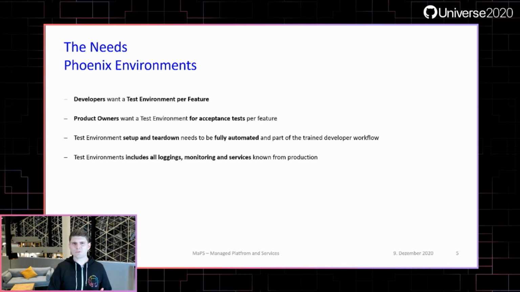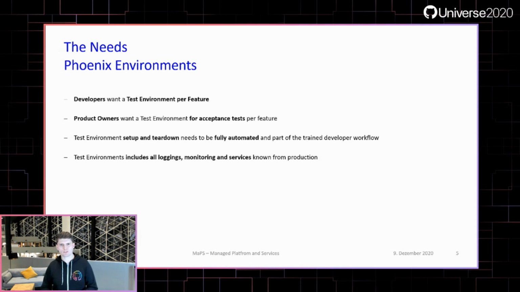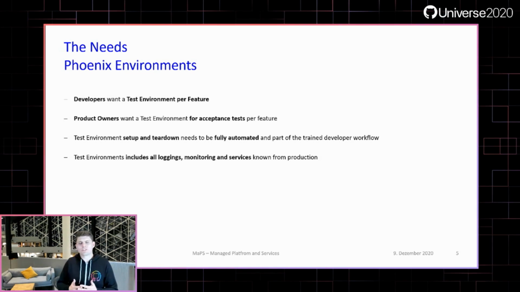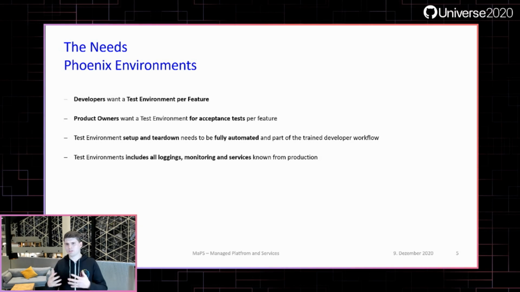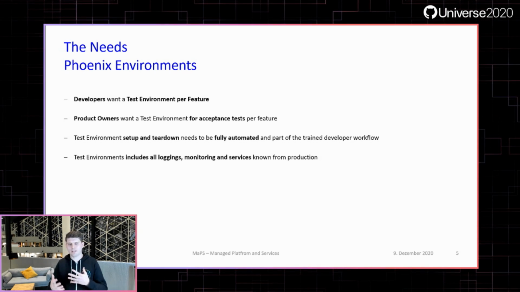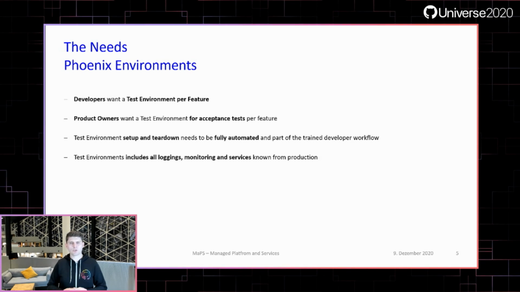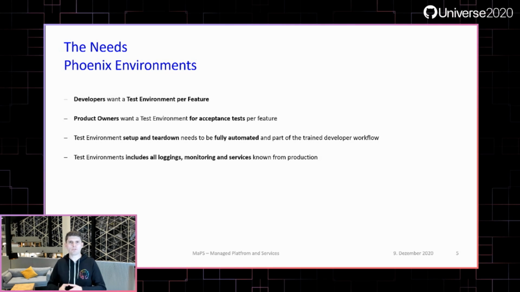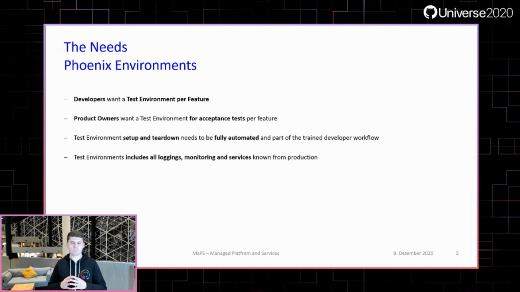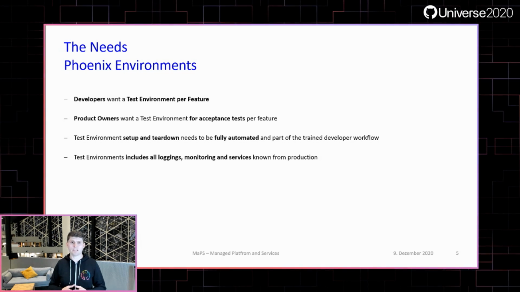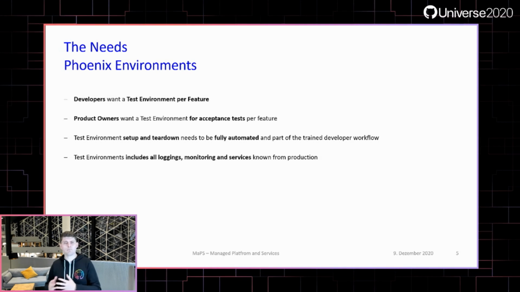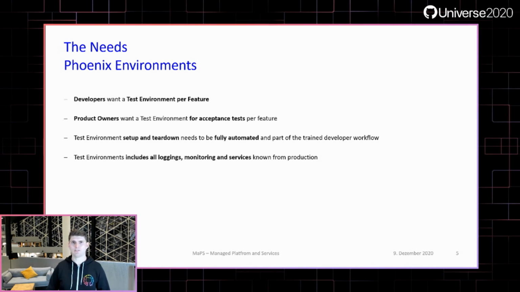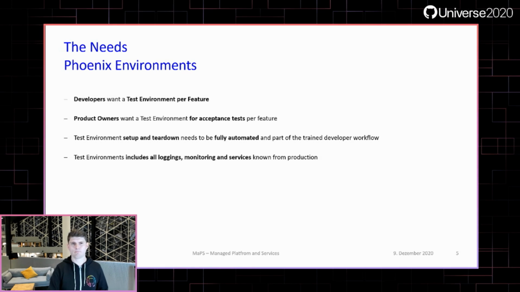And why do we want to be as close as possible to production? We could do it the easy way and just create a new namespace in Kubernetes and deploy a few services and have a look how it's working. But what we do is to create a copy of the complete live environment, including all monitorings, loggings, and many more services we have in place for our production system.